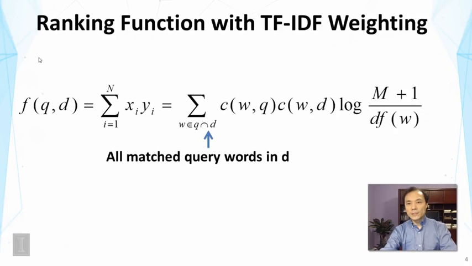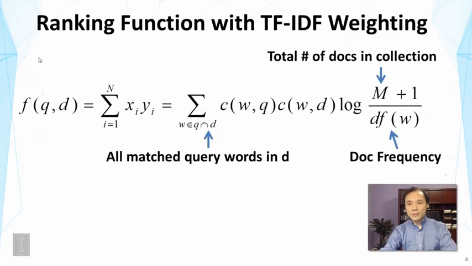So it has an IDF component where we see two variables. One is the total number of documents in the collection, and that is M. The other is the document frequency. This is the number of documents that contain this word W. The other variables involved in the formula include the count of the query term, W in the query, and the count of the word in the document.